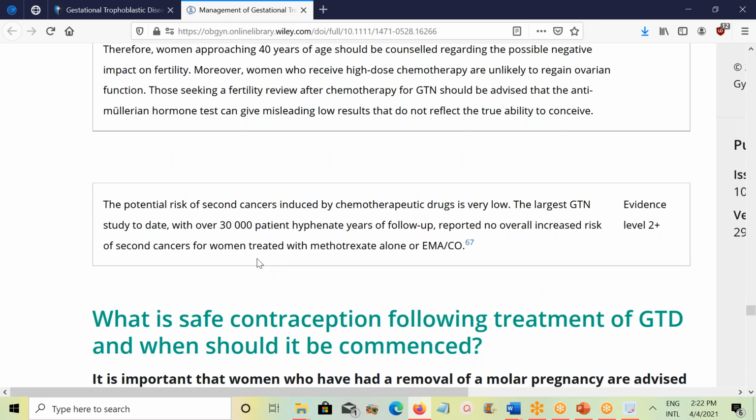If the patient was taking multi-agent chemotherapy, what can happen to her? She can develop secondary tumors, like lymphoma or leukemia, and she is likely to have earlier menopause. But this one they have removed from the new guideline.